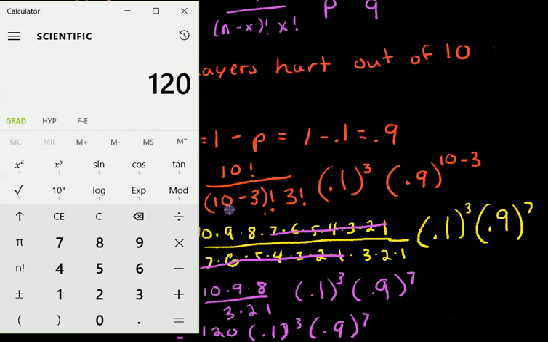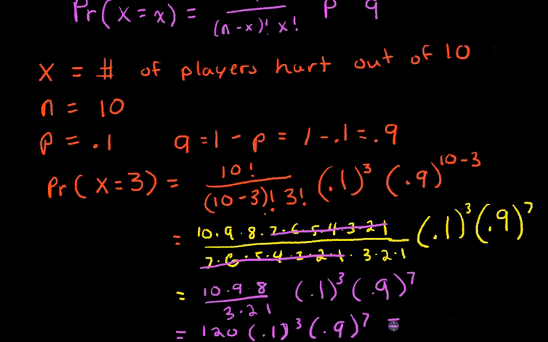Let's pull out our calculator and calculate that. So 120 times 0.1 to the third power times 0.9 to the 7th power equals 0.057. Let's go ahead and write that down. 0.057. Right? So the probability that you'll observe exactly 3 players out of the 10 that get hurt is 0.057.